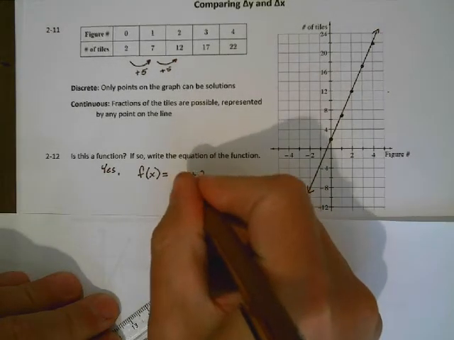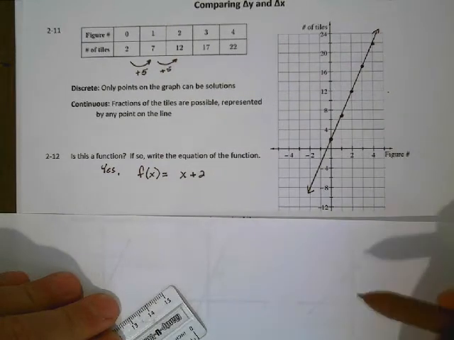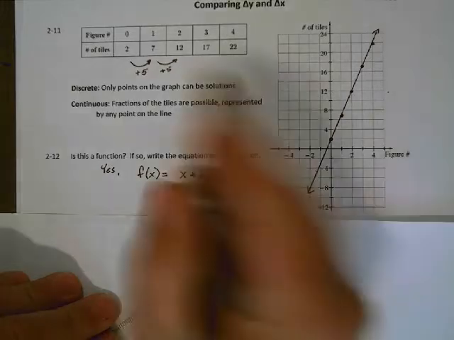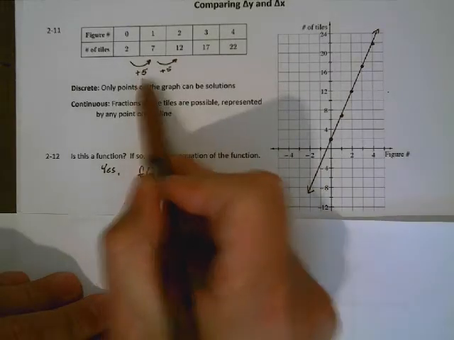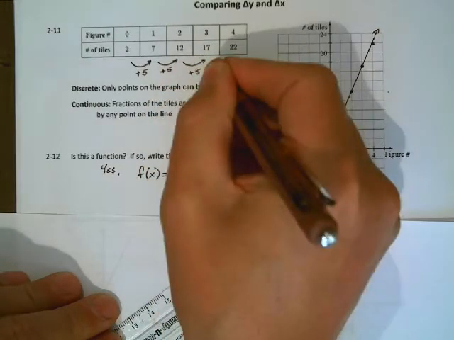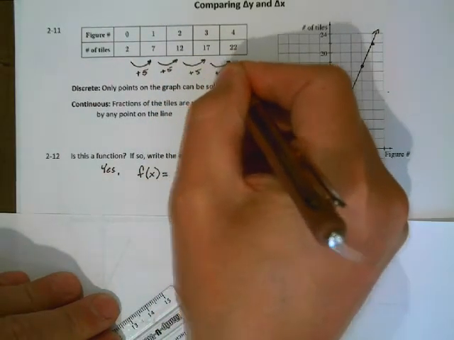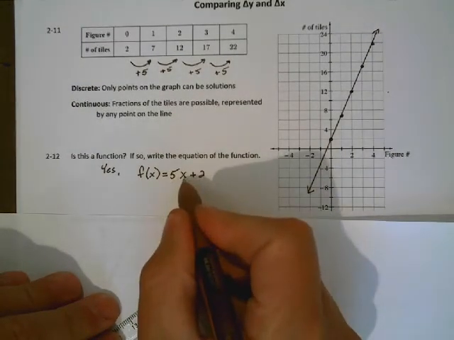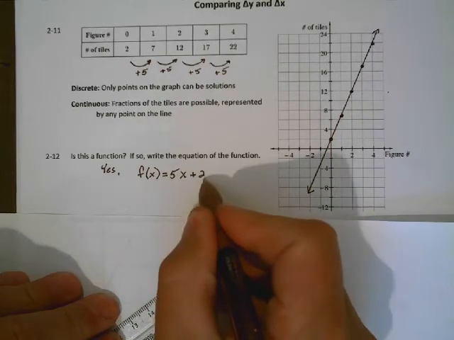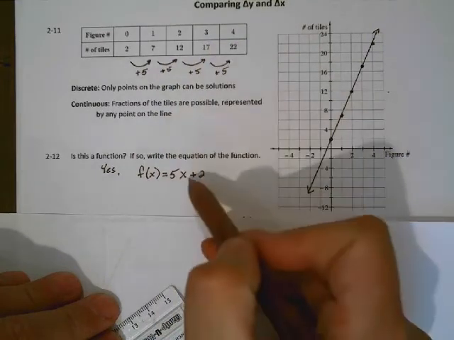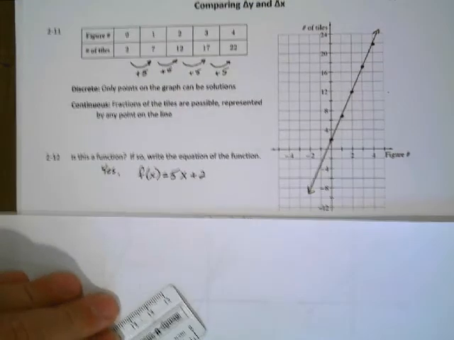X is the figure number, and we have to decide how many tiles it is increasing by for each figure number, and we said it was increasing by 5 each time, and it keeps on doing that. It's the same pattern over and over again. So we would say 5 for each figure number plus 2 to start off with. And if you plug in any of these figure numbers into this, you'll get the number of tiles out of it. All right, let's move on.